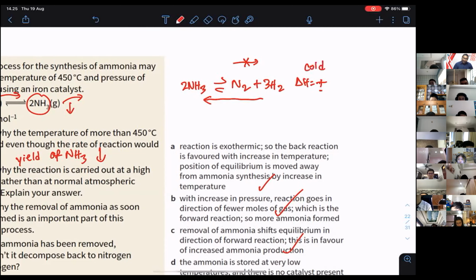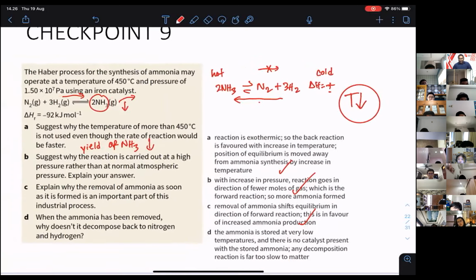If I put my hand, this is cold, this is hot. What causes the movement from cold to become hot? It means when I decrease the temperature, I need to increase the temperature back, then I will try to make it go to the left. So it means I must keep this ammonia at lower temperature, and this will prevent decomposition. That is the explanation, that is the answer for that.